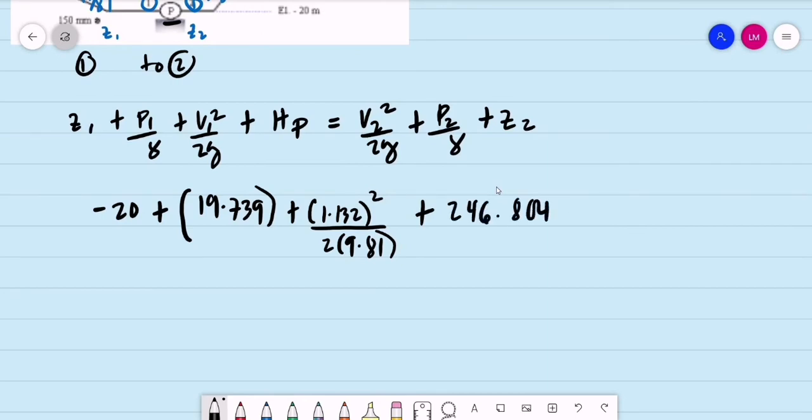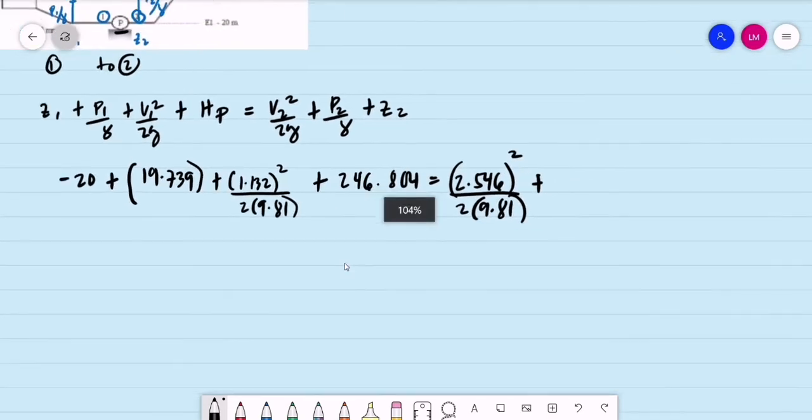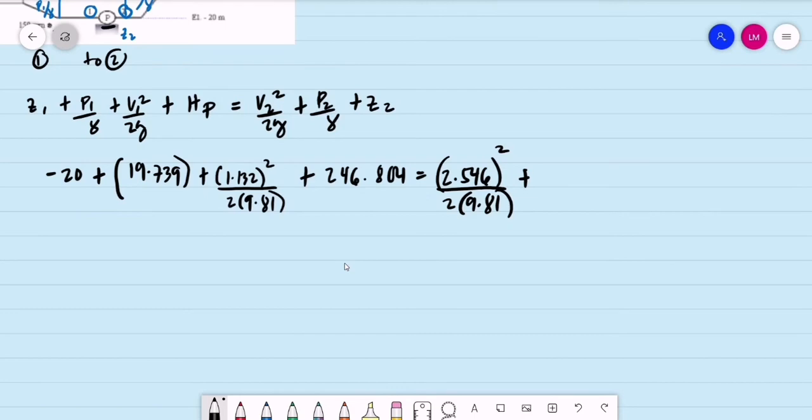246.804 meters is equal to B sub 2. Velocity number 2 kanina is 2.546, squared, divided by twice of 9.81. Ang hinahanap natin dito is the pressure head at point 2. Ito yung P sub 2 divided by the gamma.